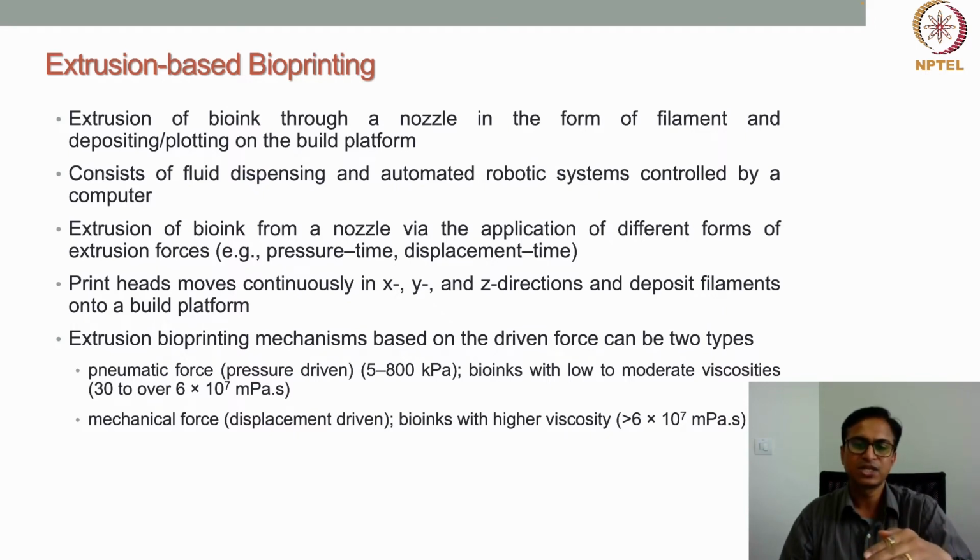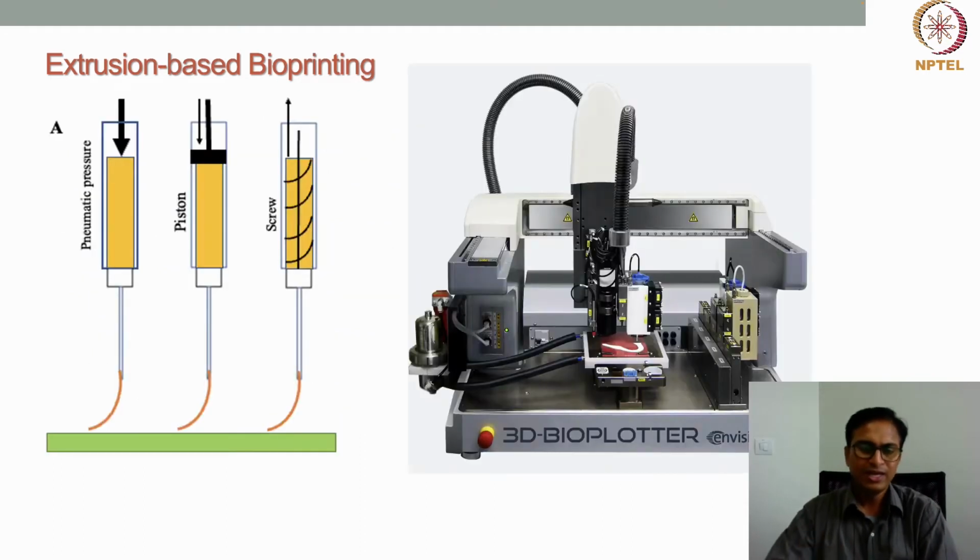We can set the stage temperature accordingly, and we can print the structure. Now, as I also already mentioned, the syringe. Suppose this is the syringe of the bioprinter, where it is attached to the bioprinter, and inside the syringe we fill the material. So this yellow thing is, suppose, the polymeric material fluid that we have filled within the syringe. And this is the nozzle attached to this syringe.